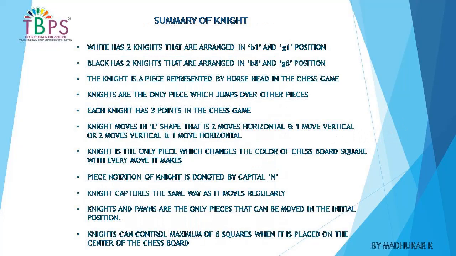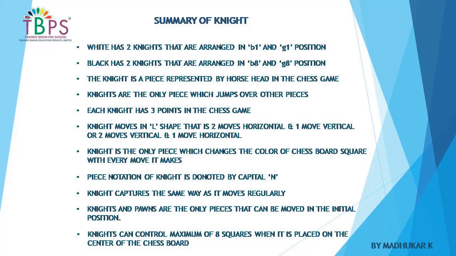Now we will see the summary of the knight, what we have learned so far. White has two knights that are arranged in b1 and g1 positions. Black has two knights that are arranged in b8 and g8 positions. The knight is a piece represented by a set in the chess game. Knights are the only pieces which jump over other pieces. Each knight has 3 points in the chess game.